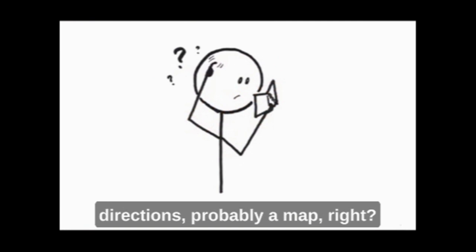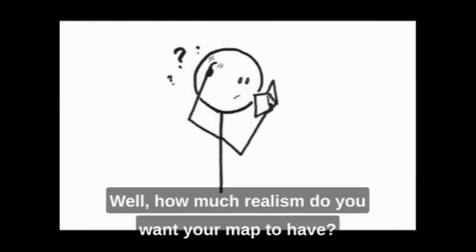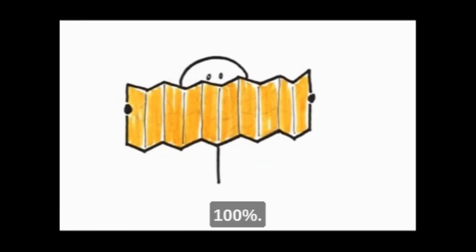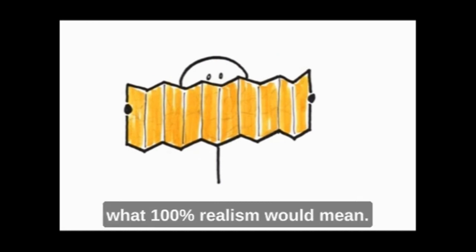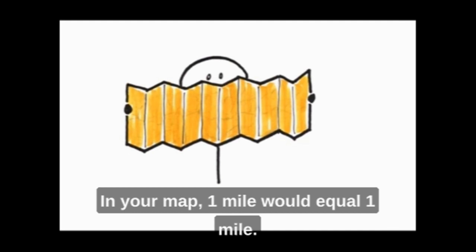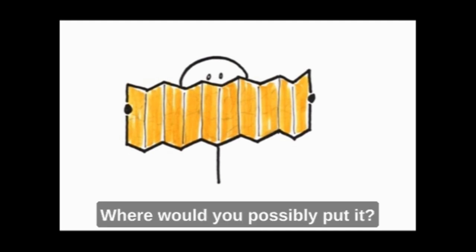You need some kind of directions, probably a map, right? Well, how much realism do you want your map to have? 100%? Stop for a moment and think what 100% realism would mean. In your map, 1 mile would equal 1 mile. Where would you possibly put it?